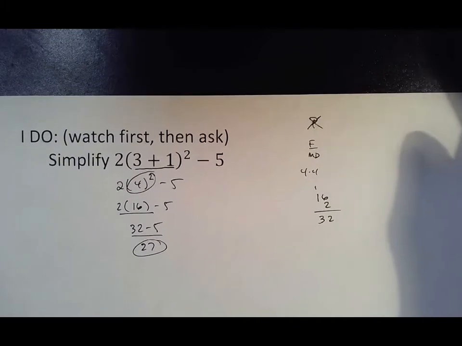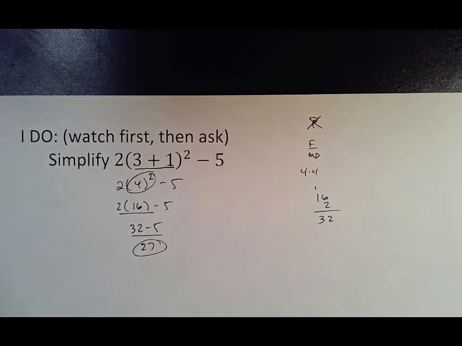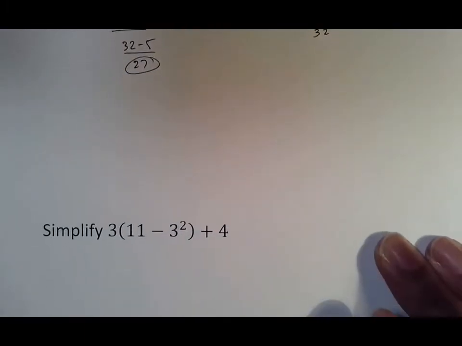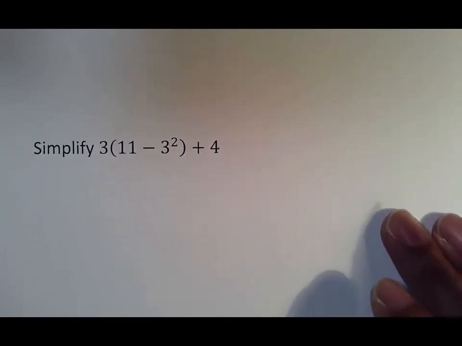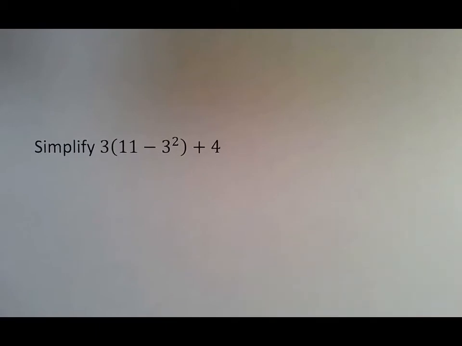Notice how the parentheses really didn't do much, but it gave us a starting point. So anytime you see the parentheses and there's something to do on the inside, that will constitute what you do first in every single problem. Now, a trick problem that you won't have to worry about on your quiz, but it is a problem that you eventually see, is something like 3 times 11 minus 3 squared plus 4.